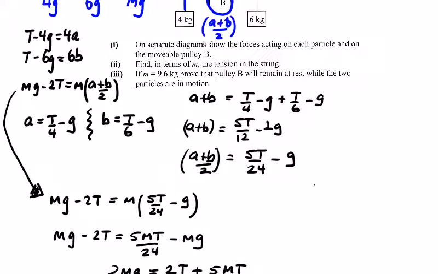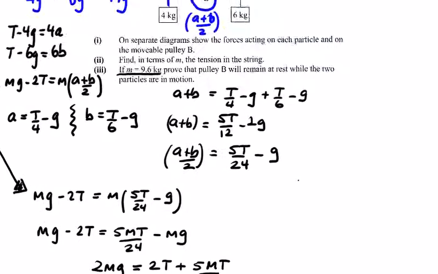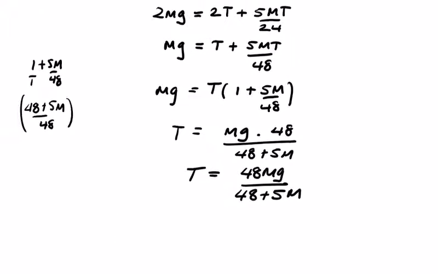Are we told that's what it is? No, we're just asked to show it. That's what we're asked to show. That's what we've gotten. If m is equal to 9.6, prove that pulley B will remain at rest while the two particles are in motion. So we're told that m is equal to 9.6.